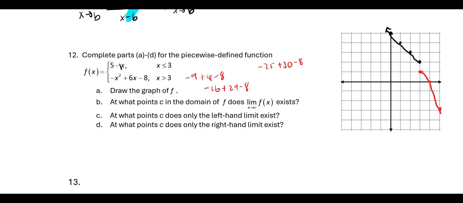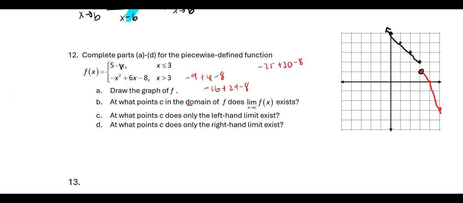So there's our graph. Let's just draw the graph of f. We did it. At what point C is the domain of f as x approaches C? As you can see, this graph is not continuous at x equals 3. By the way, this is an actual hole. You have the limit as x approaches... well, it says does not exist.